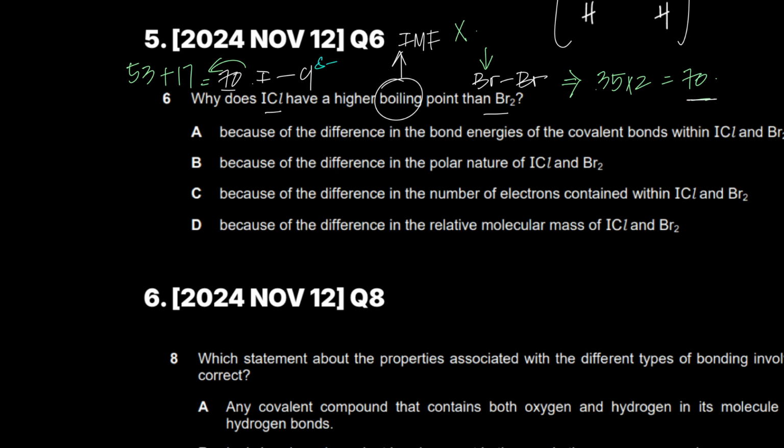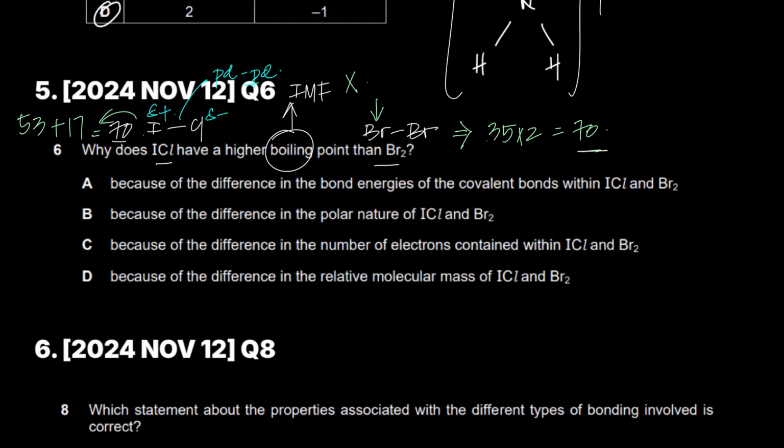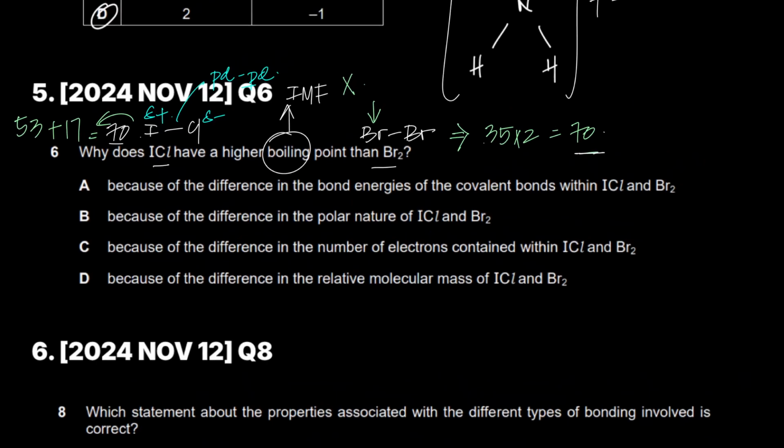Sir, it has permanent dipoles. There's a difference between the electronegativity. So it also has PD-PD. ICl also has PD-PD interactions, right? So that's the idea. Now he's saying because of the difference between bond energies of the covalent bond within ICl and Br2. Now some of you might be inclined to circle A out.